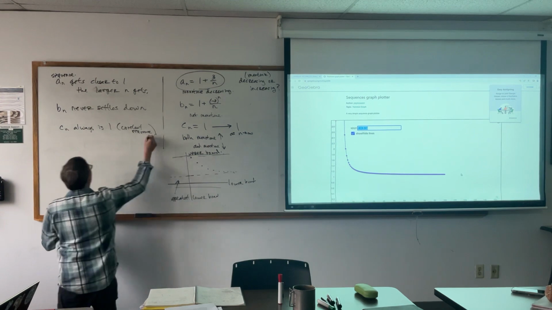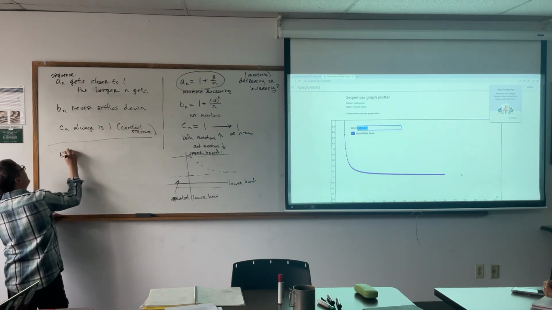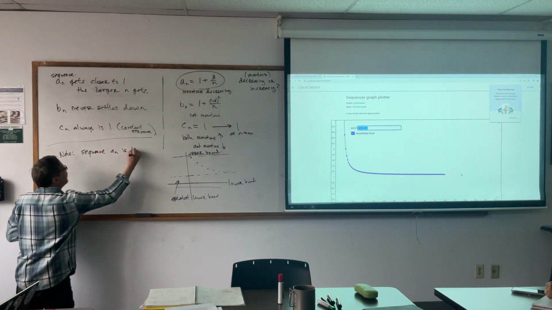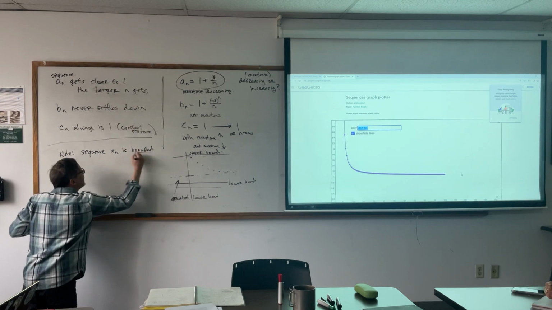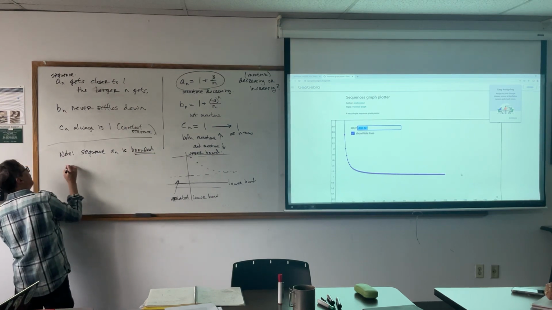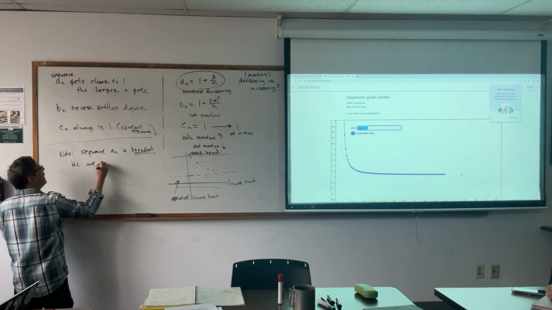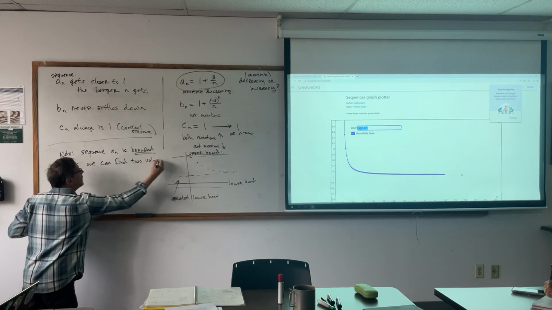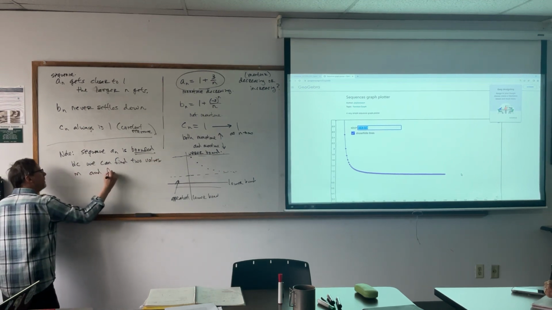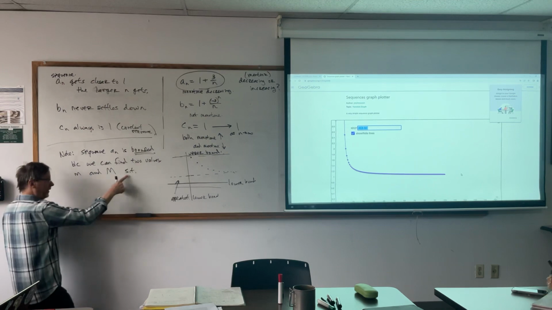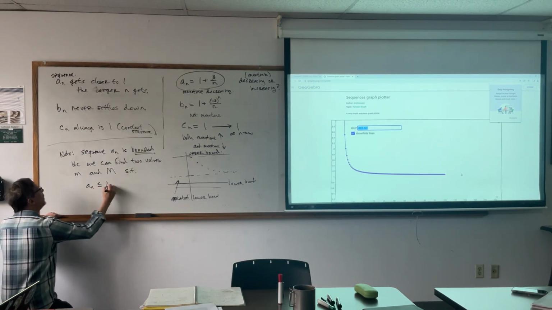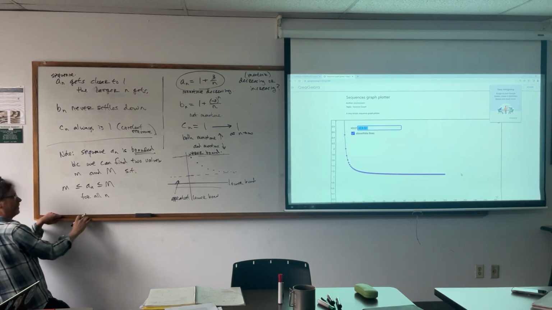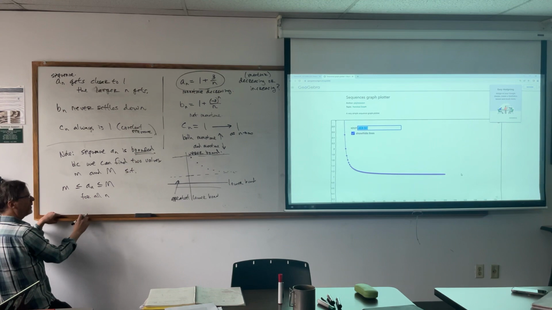So before we get into this, note, sequence a sub n is bounded. That word is bounded, excuse me for my spelling, because we can find 2 values, a little m and a big M, such that the sequence is always between those 2 values. That's called a bounded sequence.